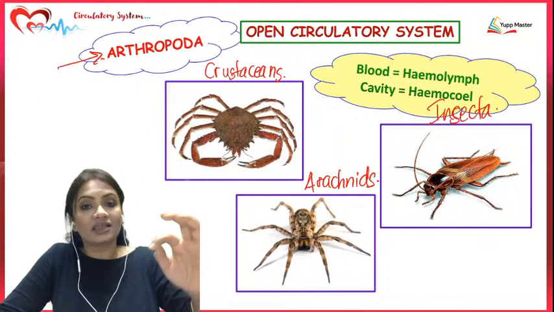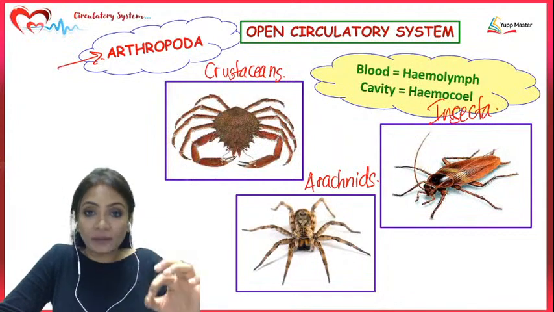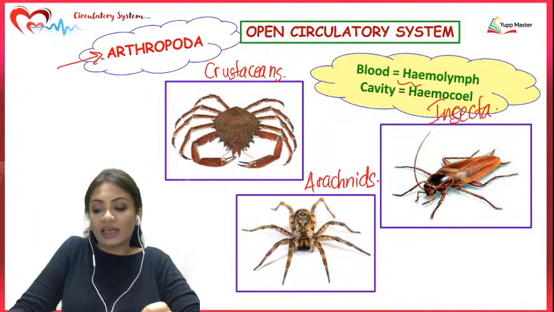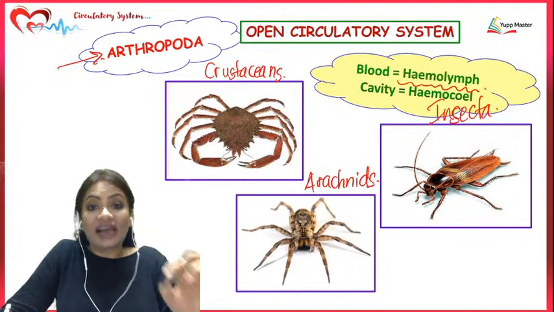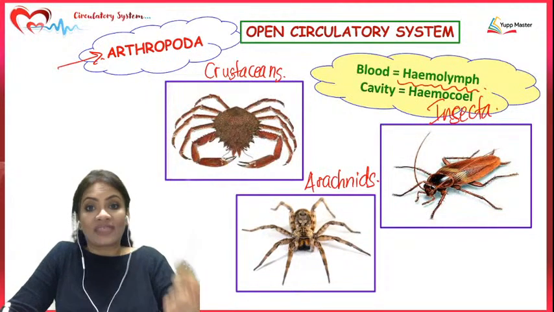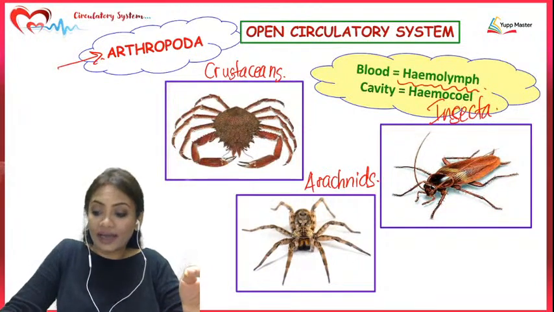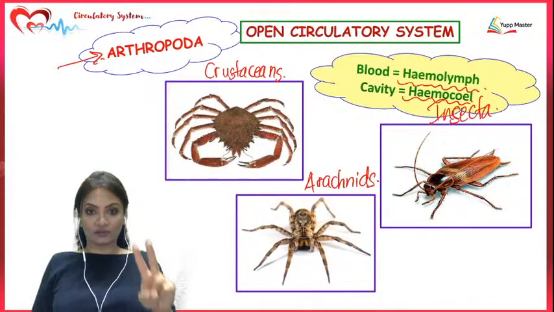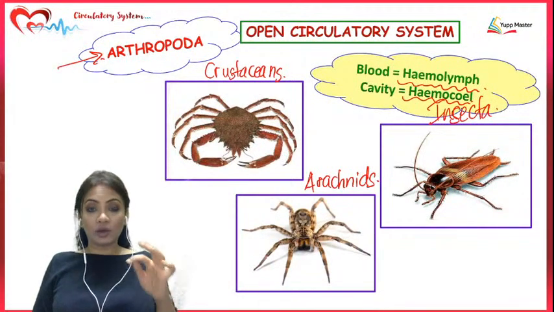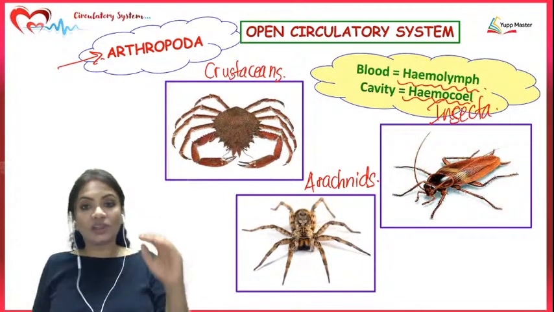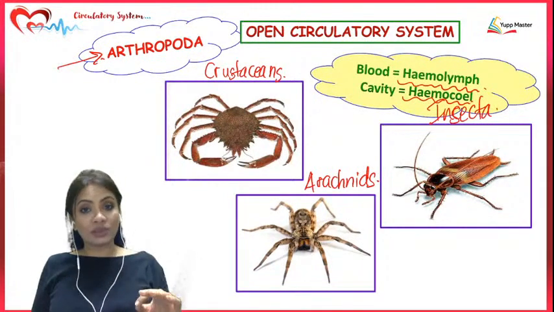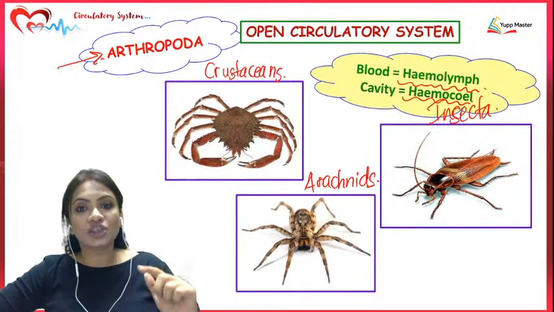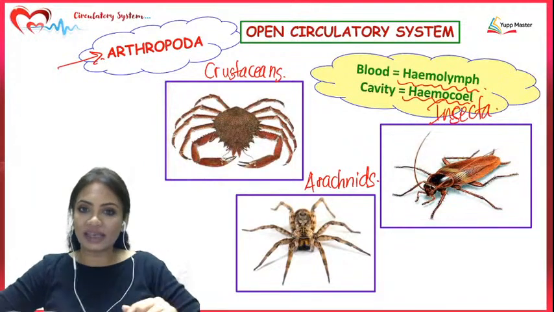That's why the circulating fluid of an animal which has an open circulatory system, we call that fluid hemolymph. And the cavity in which that fluid is flowing is going to be called the hemocoel, as opposed to the coelom. So remember these two important words. When you have an organism with an open circulatory system, mostly the cavity will be called the hemocoel and the circulating fluid will be called hemolymph.